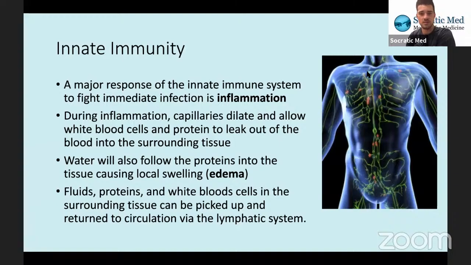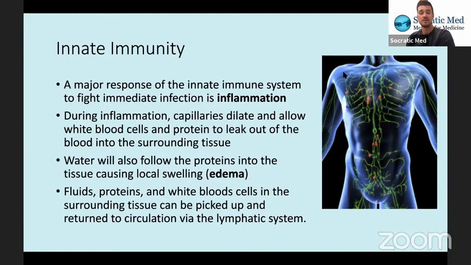So a major response of the innate immune system to fight infection is inflammation. Okay, so during inflammation, capillaries dilate and allow white blood cells and protein to leak out of the blood into the surrounding tissue. So that innate immunity, usually the first response, if you get a cut or if you get any sort of opening in your skin or any spot on your skin where there's a potential foreign invader, you're going to see this sort of inflammation reaction happening locally. And that really is just the body's non-specific way to try to kill whatever is being invaded.